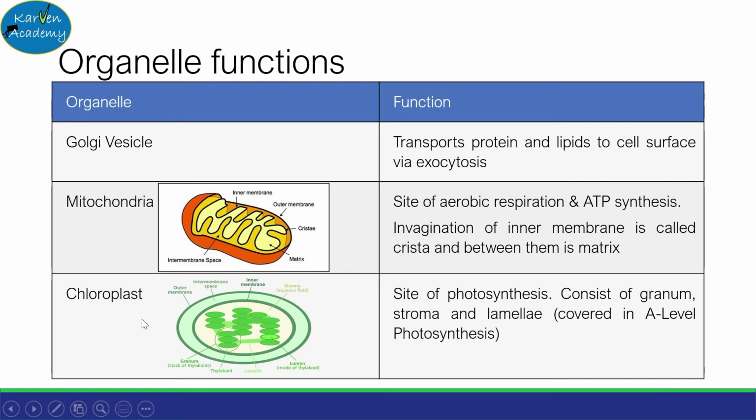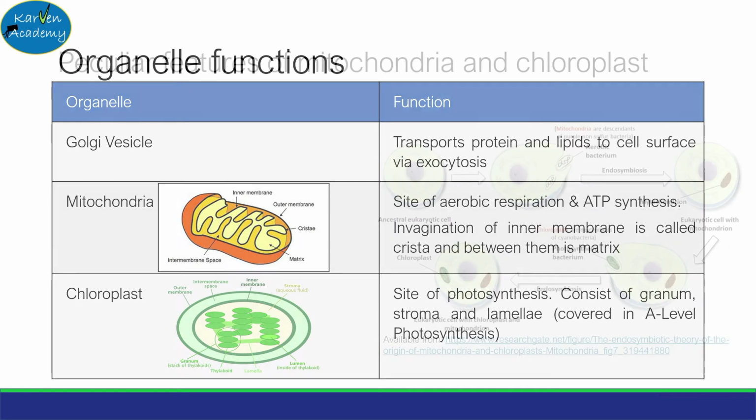The mitochondria is a site of aerobic respiration and ATP synthesis. The inner membrane of mitochondria invaginate, i.e. fold, to form cristae, and between this is a fluid called matrix. The chloroplast is a site of photosynthesis and is made up of granum, stroma, and lamellae. And this is covered in my A-level photosynthesis video. Link is in the description below.